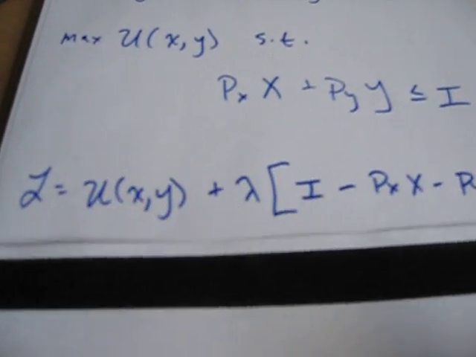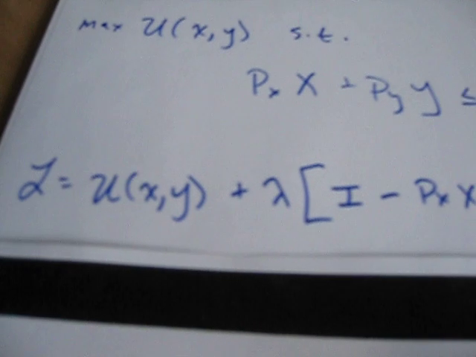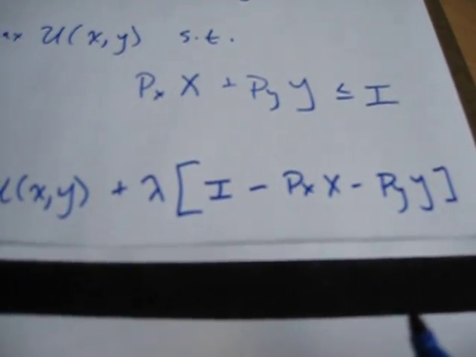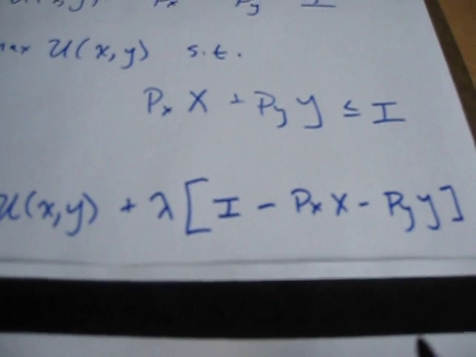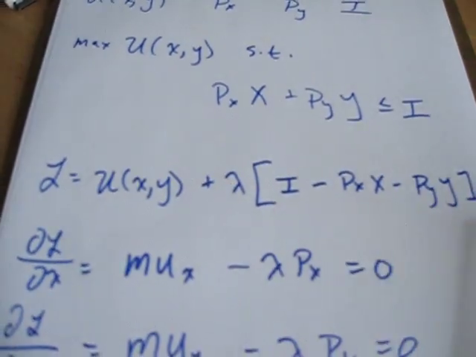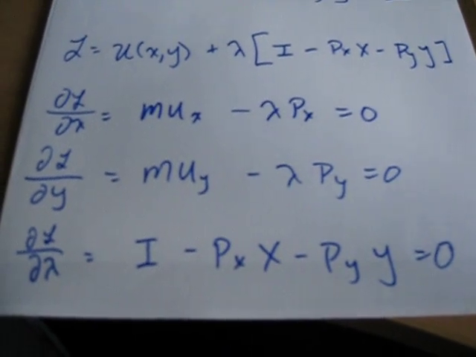So then you can combine those into one expression called the Lagrangian. So you've got your utility function right there. The Lagrangian equals the utility function plus lambda, which is called the Lagrangian multiplier, times your constraint: the income minus the amount you spend on X minus the amount you spend on Y. Then you've got three arguments, X, Y, and lambda, and you take derivatives of your Lagrangian with respect to those to come up with your first order conditions.